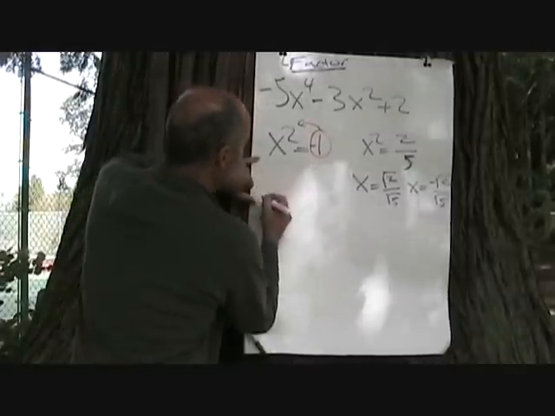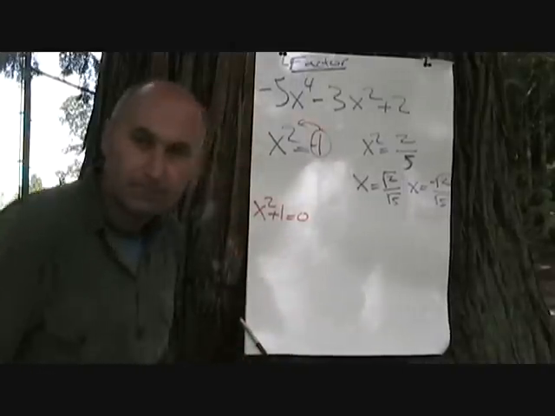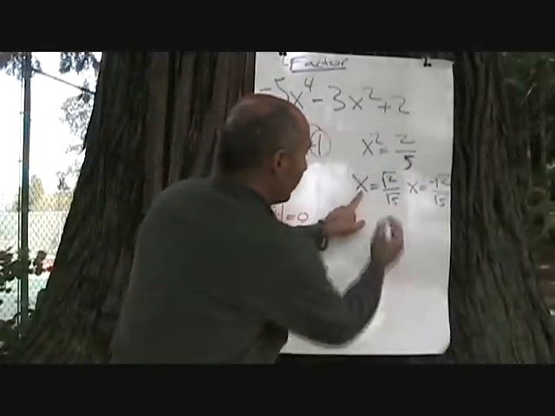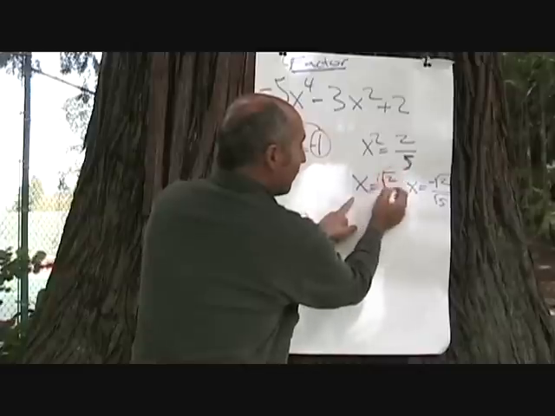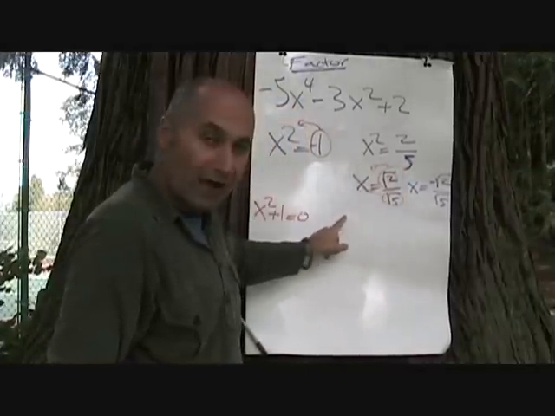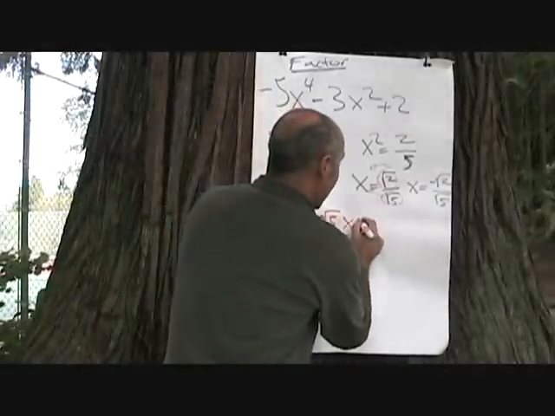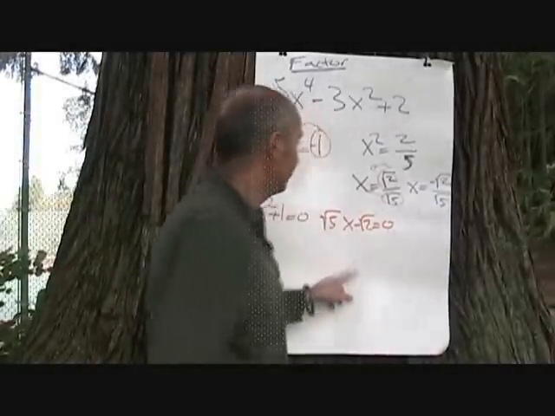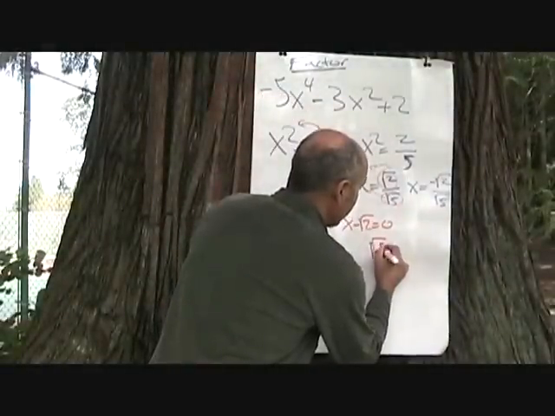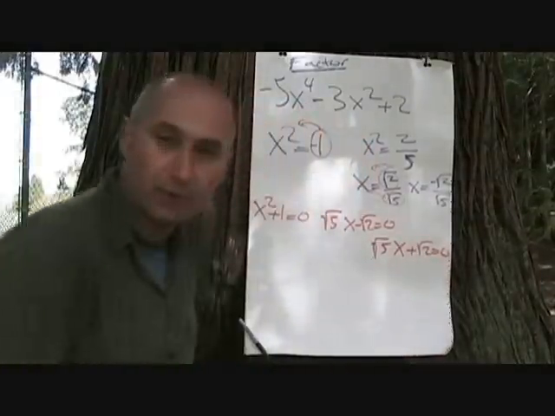So over here we would have x squared plus 1 is equal to 0, right? Over here we would multiply the square root of 5 up, cross multiply this up and bring the 2 over. So what we would have here is the square root of 5 times x, where the x is not under the square root symbol, minus the square root of 2 is equal to 0. And over here we would do the same thing. So we would have the square root of 5 times x plus the square root of 2 is equal to 0.